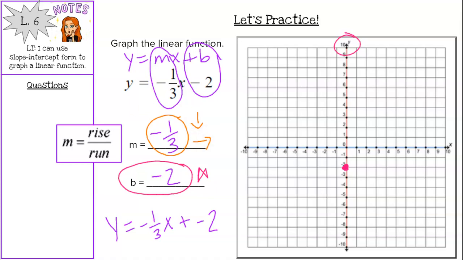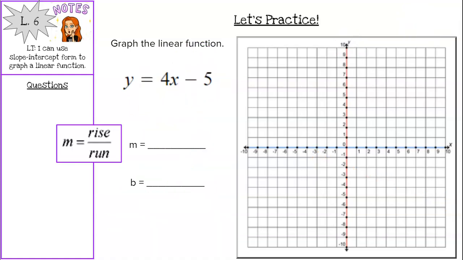So from our pink starting point at negative 2, we're going to go down 1, right 3. And then we're going to do that again. Down 1, right 3. If you want, you can do it as many times as you can, because we can have as many points on our line as we want. We should aim for 3 for sure. Then connect those points with a line, and then you're done. You've graphed your linear function.